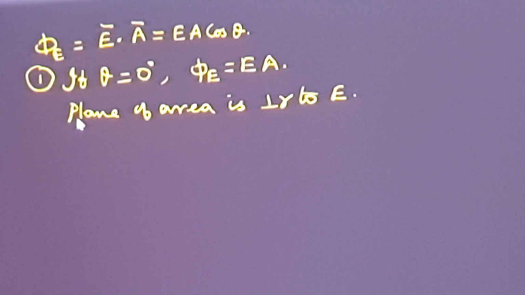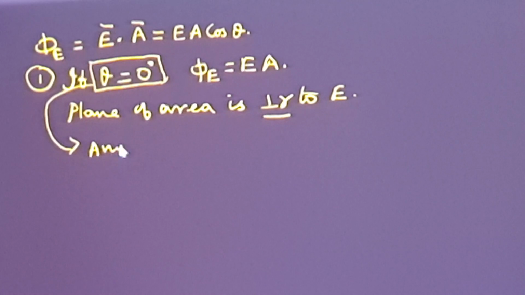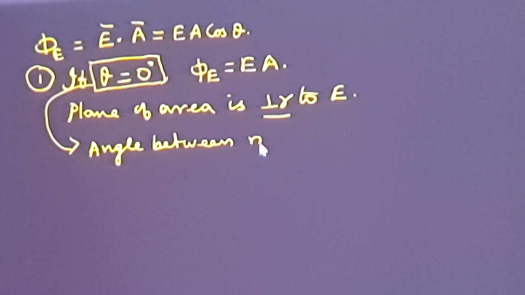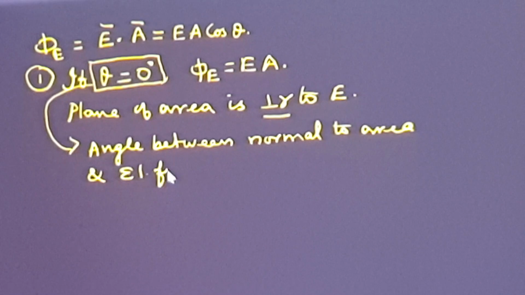Are you clear about this? That was the doubt I raised in my previous video, whether you are able to understand this concept. Here I am putting theta equal to 0 and saying the plane of the area is perpendicular, so you have to look at the definition of theta. Theta is the angle between the normal drawn to the area and the direction of the electrical field.